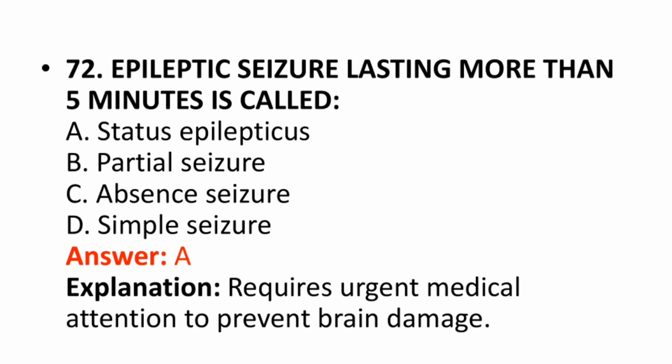An epileptic seizure lasting more than 5 minutes is called: option A, status epilepticus. Option B, partial seizure. Option C, absence seizure. Option D, simple seizure. The correct answer is option A, status epilepticus. It requires urgent medical attention to prevent brain damage.